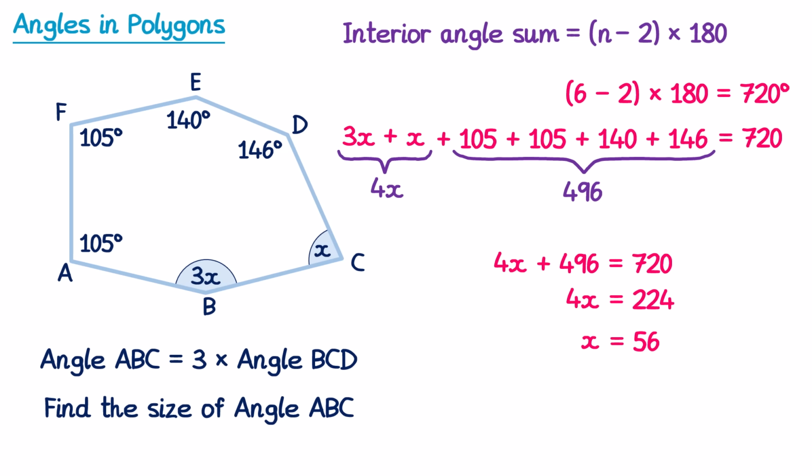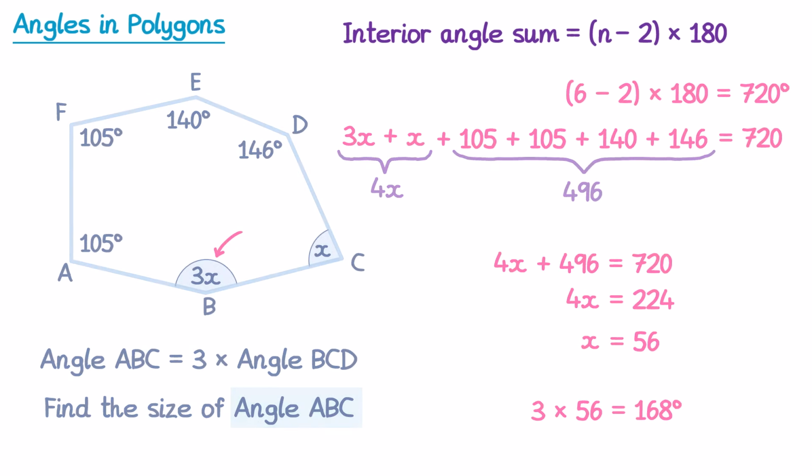The question wanted us to find the size of angle ABC, which is this one here, and we labelled that one as 3x. So if we know that x is 56 degrees, 3x must be 3 lots of this. So 3 multiplied by 56 gives you 168 degrees, and that is the answer to the question.